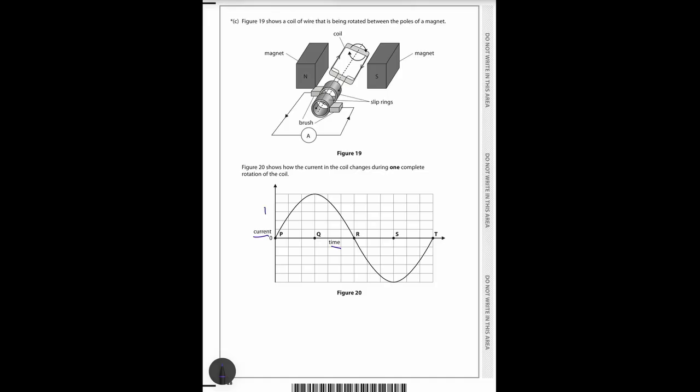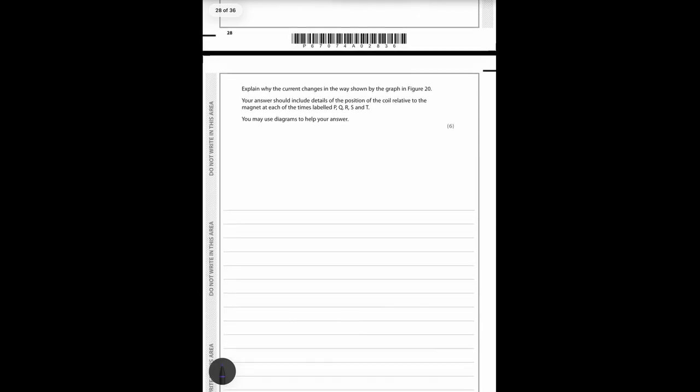So what do I know about it? Well, there's a positive region, there's a negative region. I can see that the current's constantly changing, it's going up, down, negative, all of that. So I know it's going to be something to do with that. That's how I'm going to show that I can interpret this graph. So let's take a look at the question then.